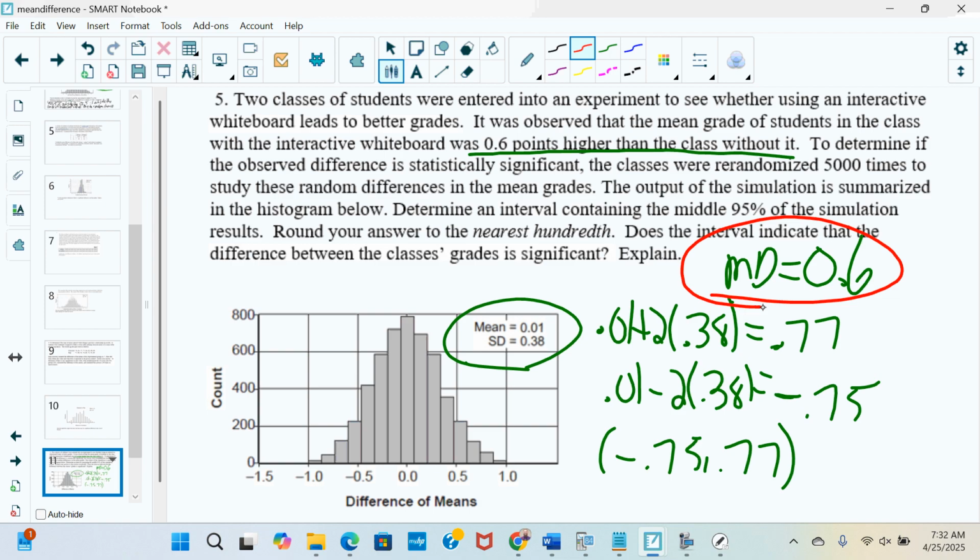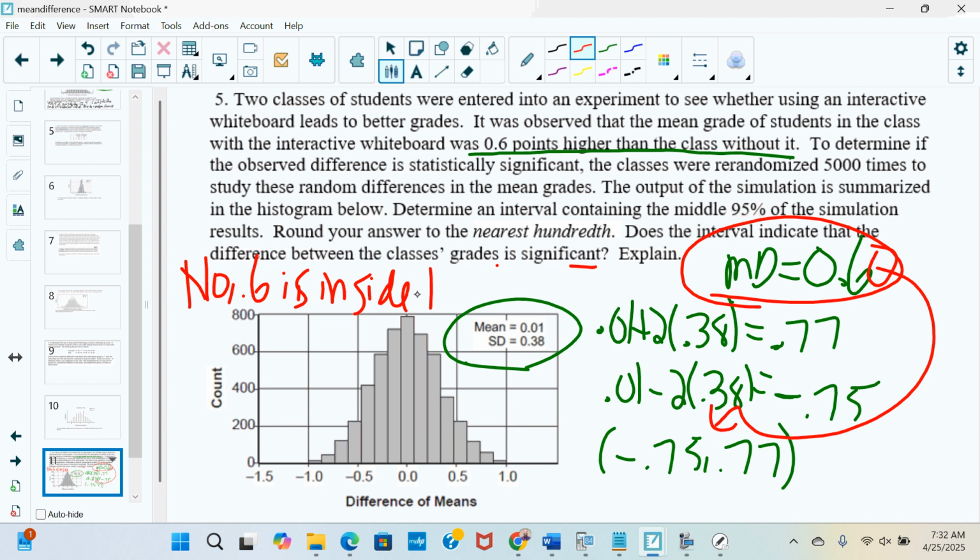Is the mean difference in the range of expected values due to random chance? Yes. Therefore, I would have gotten that value due to random chance. It didn't work. The treatment was not effective. Is it significant? No. 0.6 is inside the confidence interval, or you can say 0.6 is in the range of expected values due to random chance. If it's in the range of expected values due to random chance, then the treatment didn't do anything.